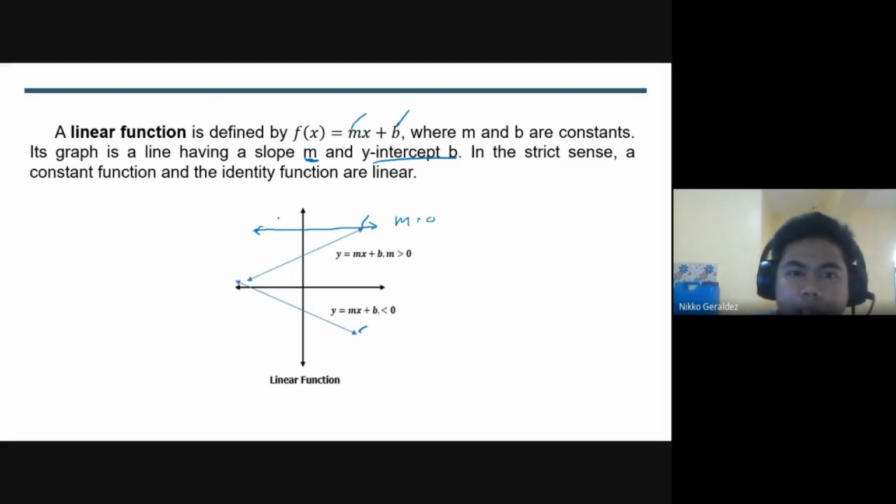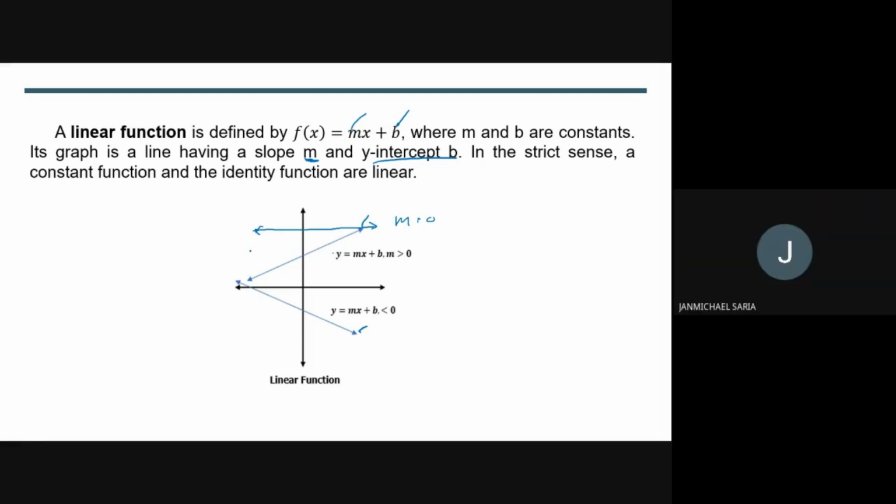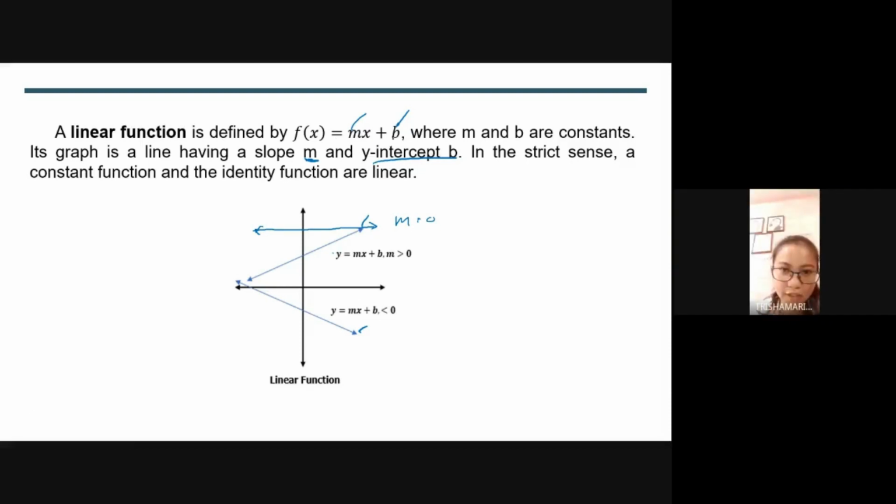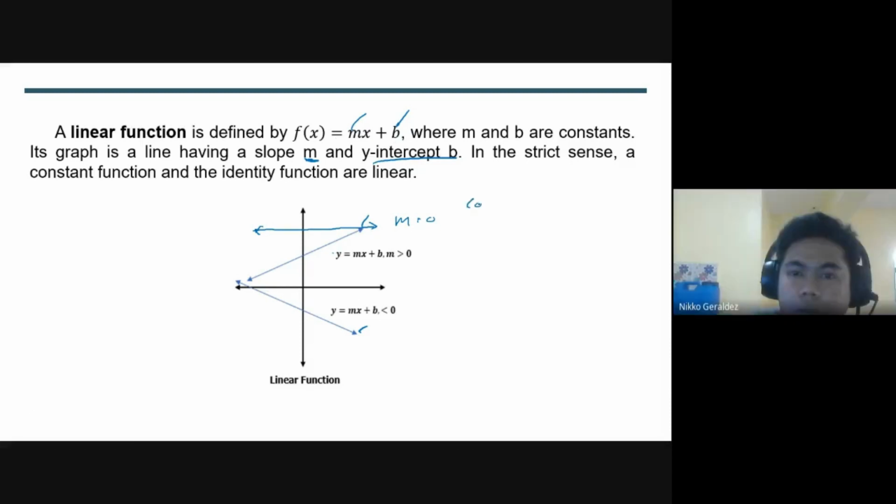Do you know how to graph a linear function? Yes, sir. You take the y-intercept, 0, y, for example 5. Then rise over run: from the y-intercept, you rise, then run. Okay, so that is a linear function.